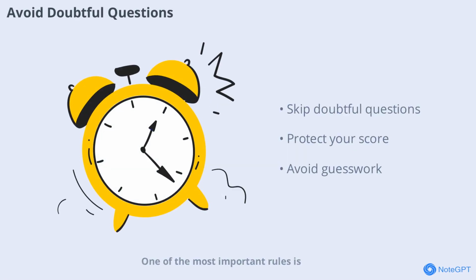One of the most important rules is to avoid attempting questions you have doubts about. Negative marking can turn a small mistake into a significant loss. If you're not confident in your answer, it's better to skip the question. This approach protects your score and ensures that your hard-earned marks aren't lost due to guesswork.